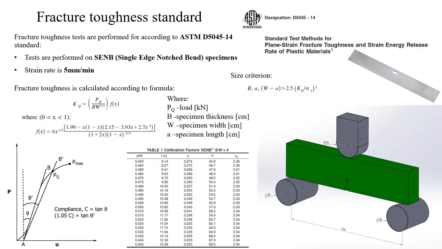So concerning fracture toughness tests, the continuation of that research contains fracture toughness tests. They were conducted according to ASTM D5045 standard for plane strain fracture toughness assessment. So the tests were performed on SENB specimens, so single edge notched bend specimens, and the straining rate was set at 5 millimeters per minute constant. So fracture toughness is calculated according to a formula. That's how we get the conditional KQ value, after which that value must be according to the plane strain criterion in order for the conditional value to be valid.